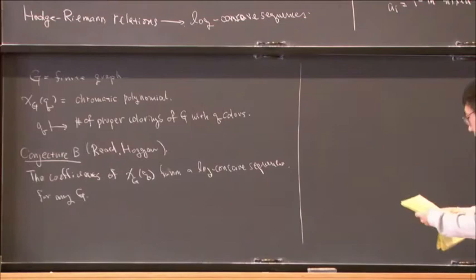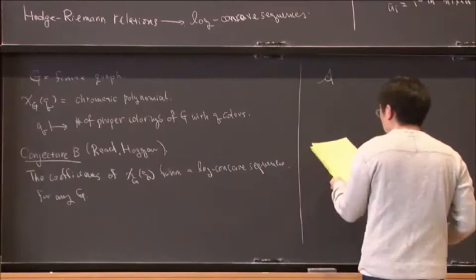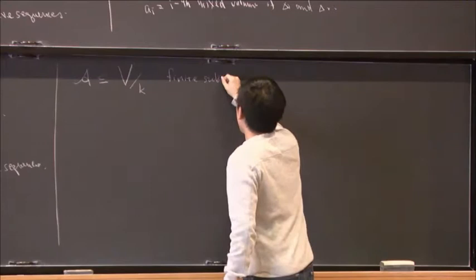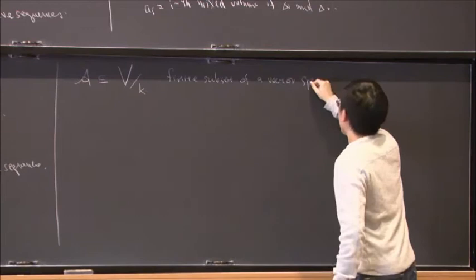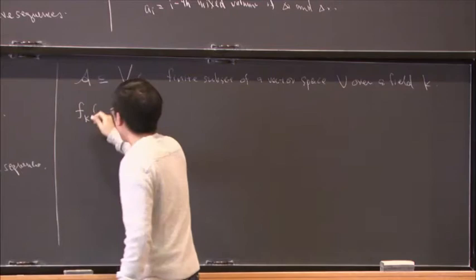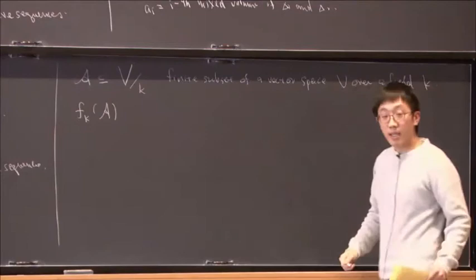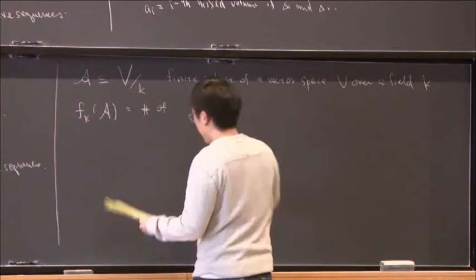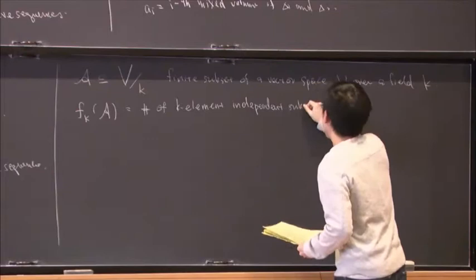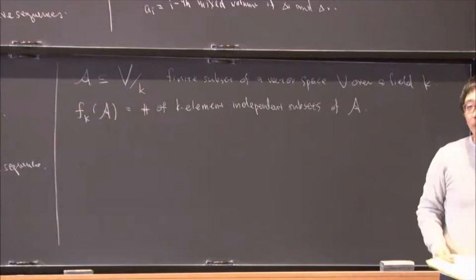Here's the second conjecture, which is in fact almost the same conjecture. So this time you start with a collection A, say in a vector space V over a field K. So this is a finite subset of a vector space V over your favorite field K. And you define a sequence indexed by k associated to this finite collection of vectors in V with the number of k-element independent subsets of A. So here, independent simply means the linear independence of vectors.